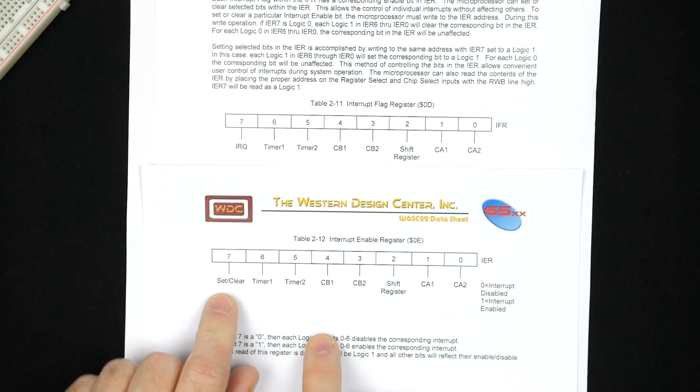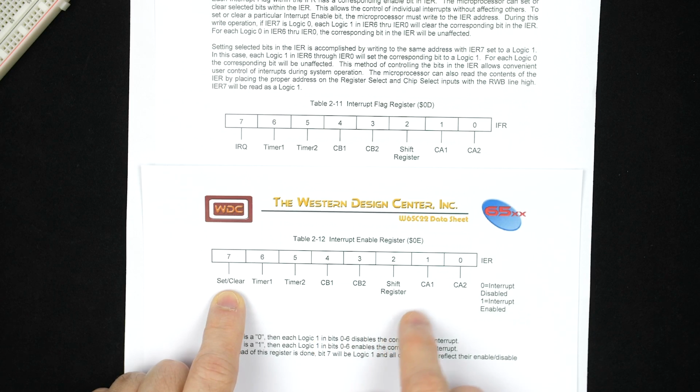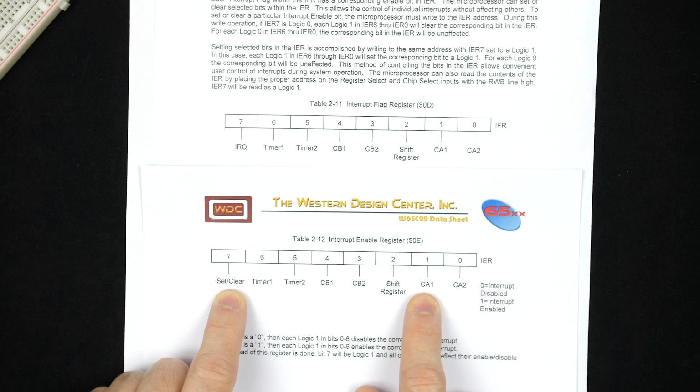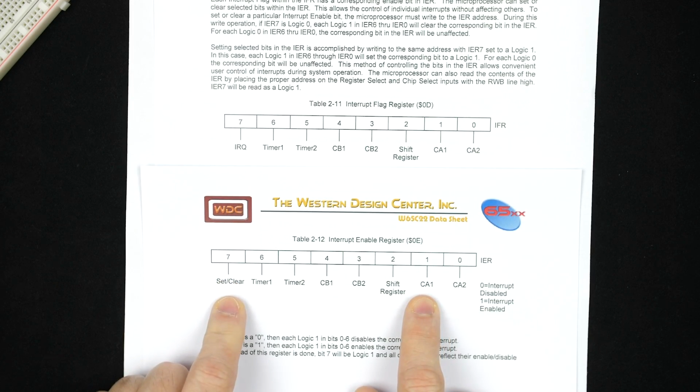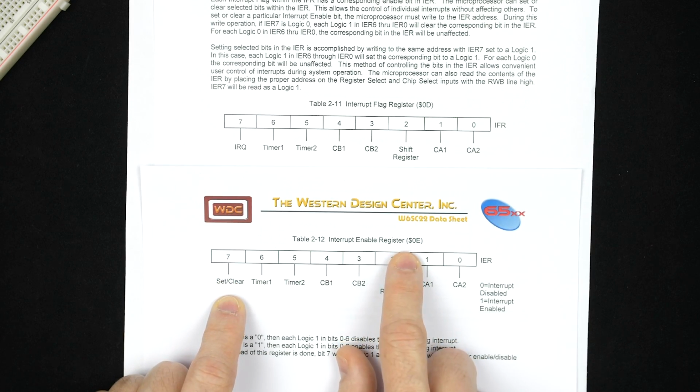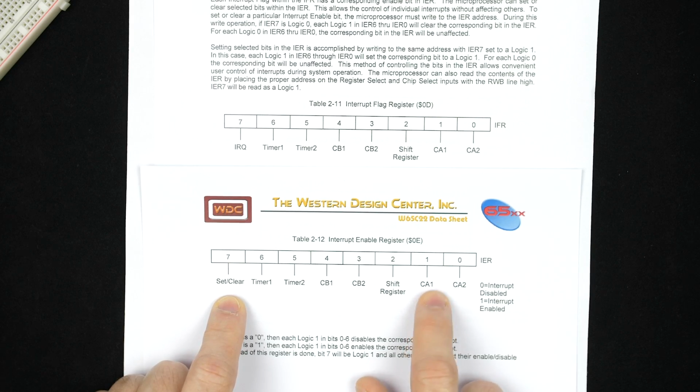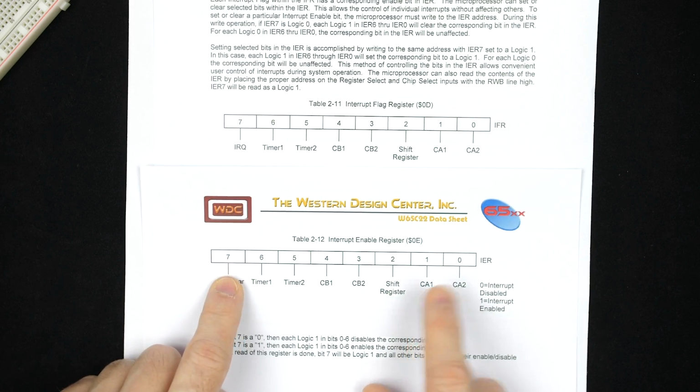And the way that works is this first bit is a set or clear bit. So if we want to enable the interrupt or set the interrupt, then we'd have that bit set to a 1. And then we'd also set the interrupt that we want to enable to a 1. So the CA1, we'd set that to a 1. So we'd set those 2 bits to a 1 and write to this interrupt enable register, and that will enable the interrupt for the CA1 pin. And then I guess if we wanted to disable it, then we'd set this to a 0 and then set this to a 1 and write it again, and that would disable it.